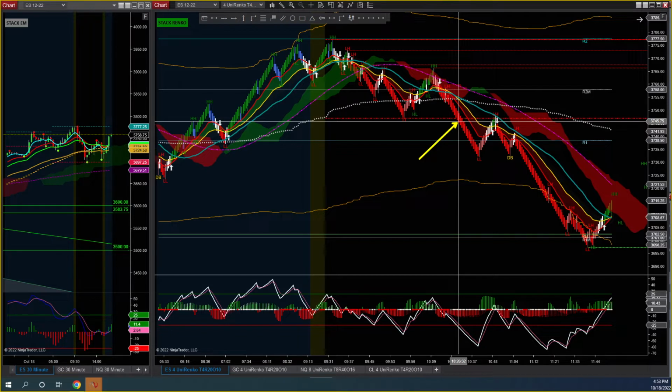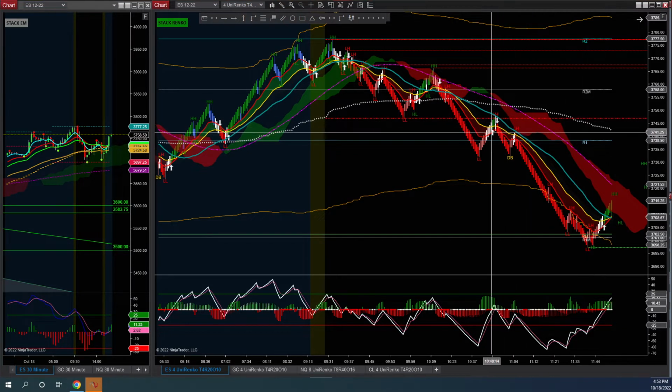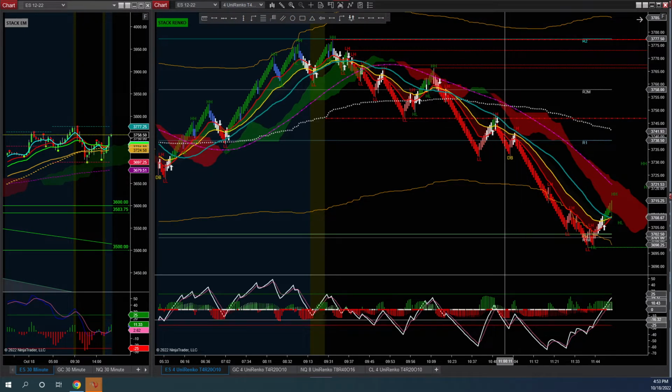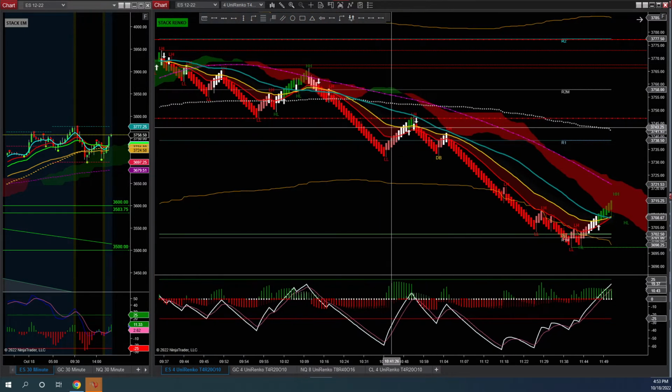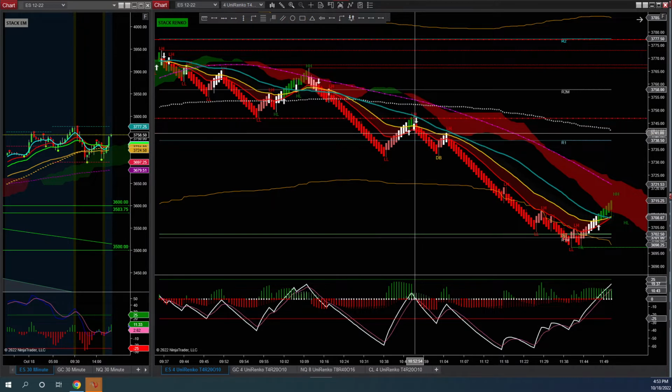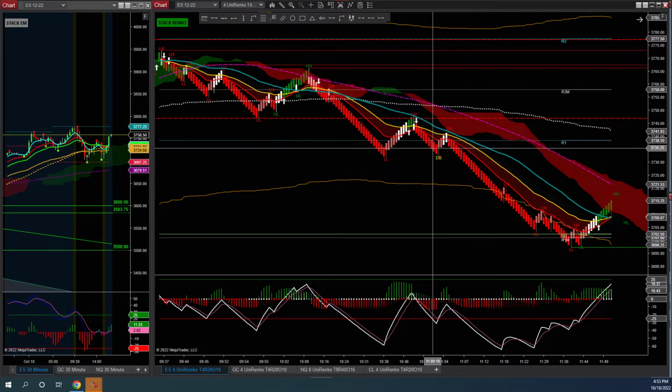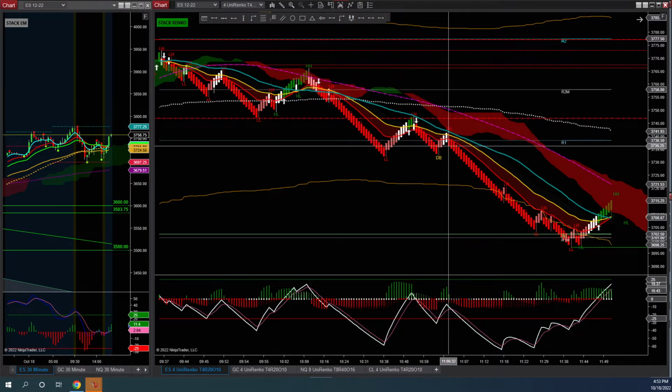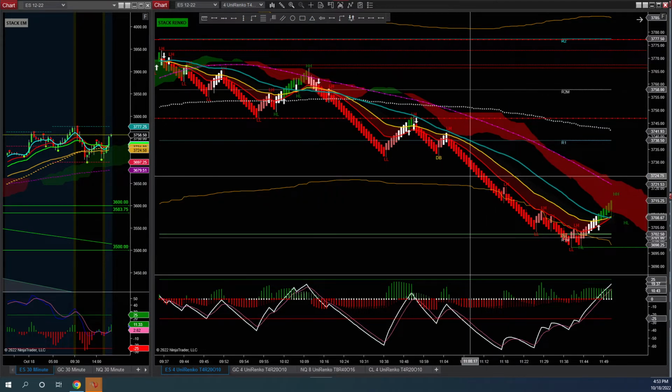So that one is a good entry as well. Now you do have another break or another bounce out of, in this case, the 50 SMA. So you get that entry there. There's another target here, and then there's another target right here with a runner.